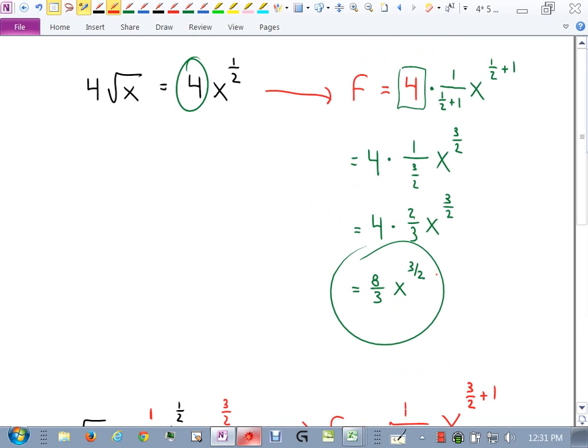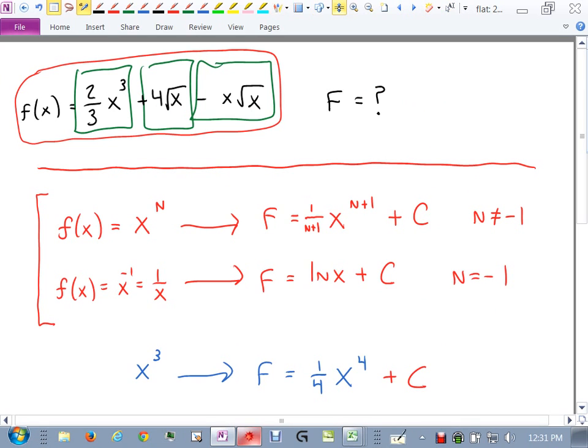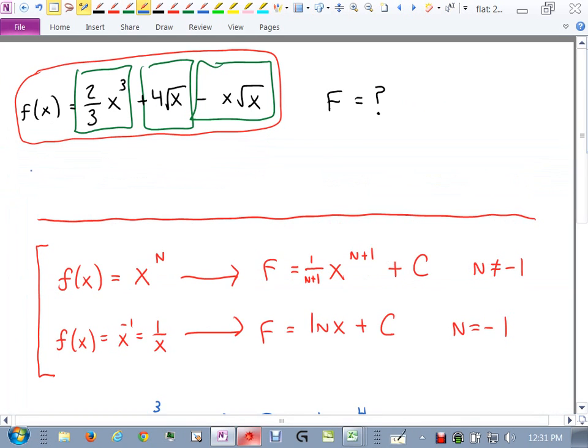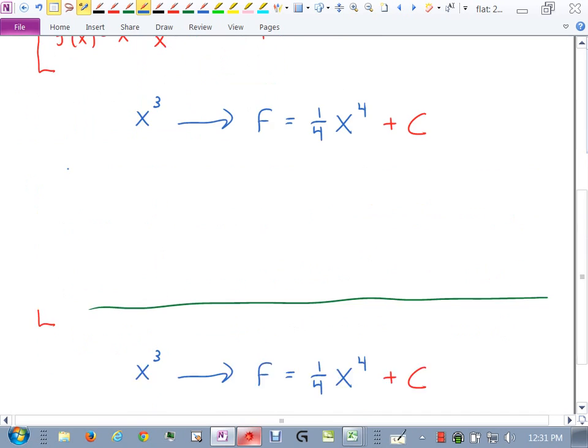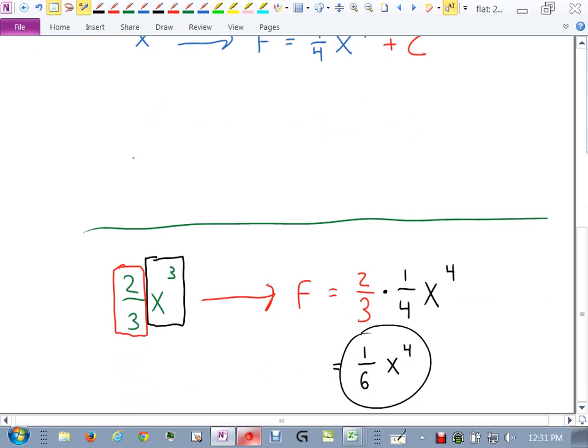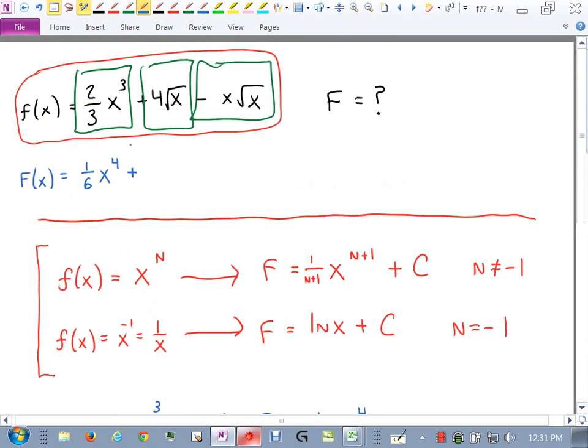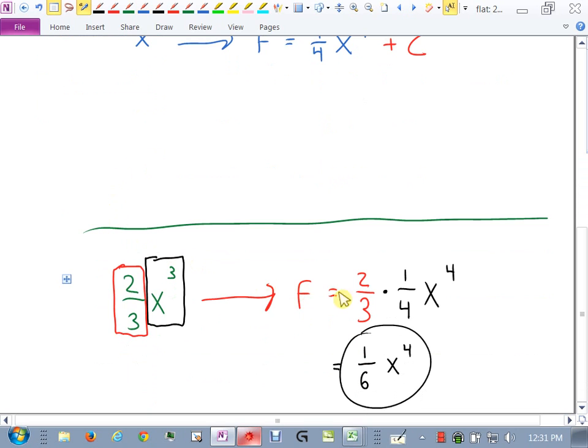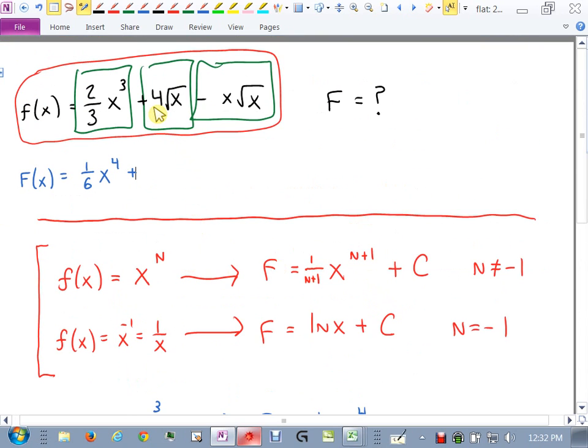All right, so what is the final answer to this thing? Let me get back up here. Our final answer, I don't have a whole lot of room to stick it in right there, but here we go. Capital F of x, that first one was 1/6 x to the 4th. And then, what was this one? 8/3 x to the 3 halves, and then minus, because it was negative there, 2/5 x to the 5 halves, plus c.